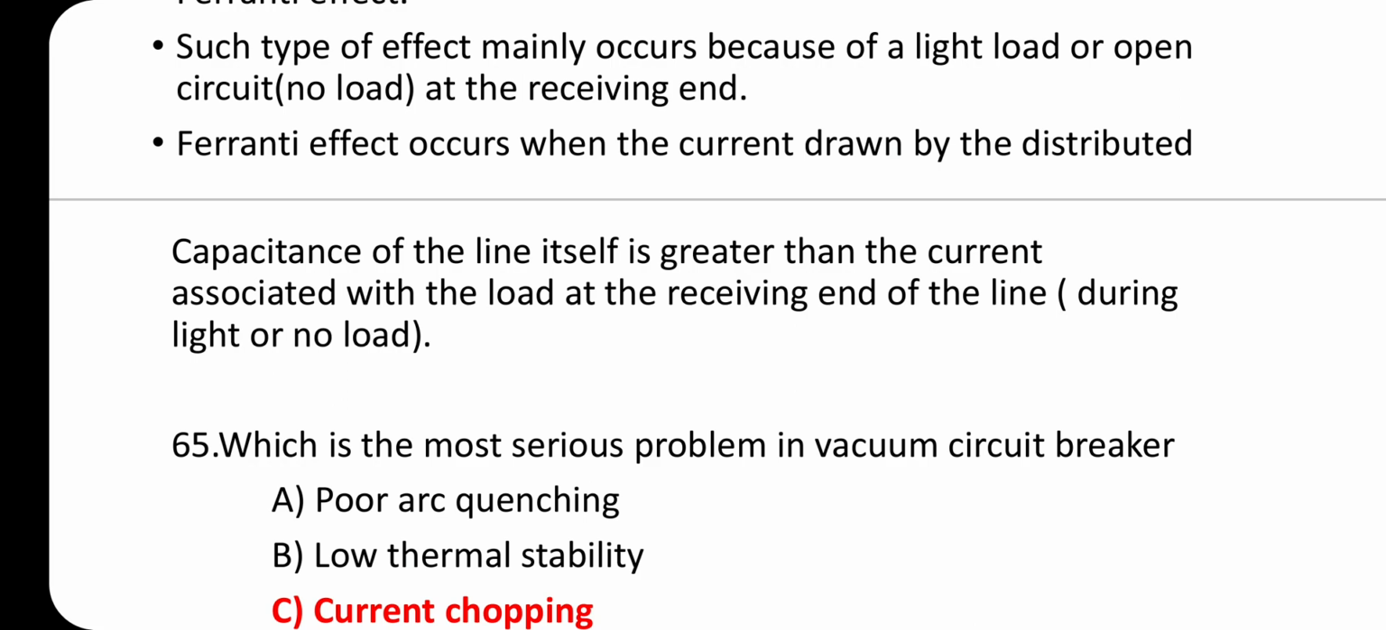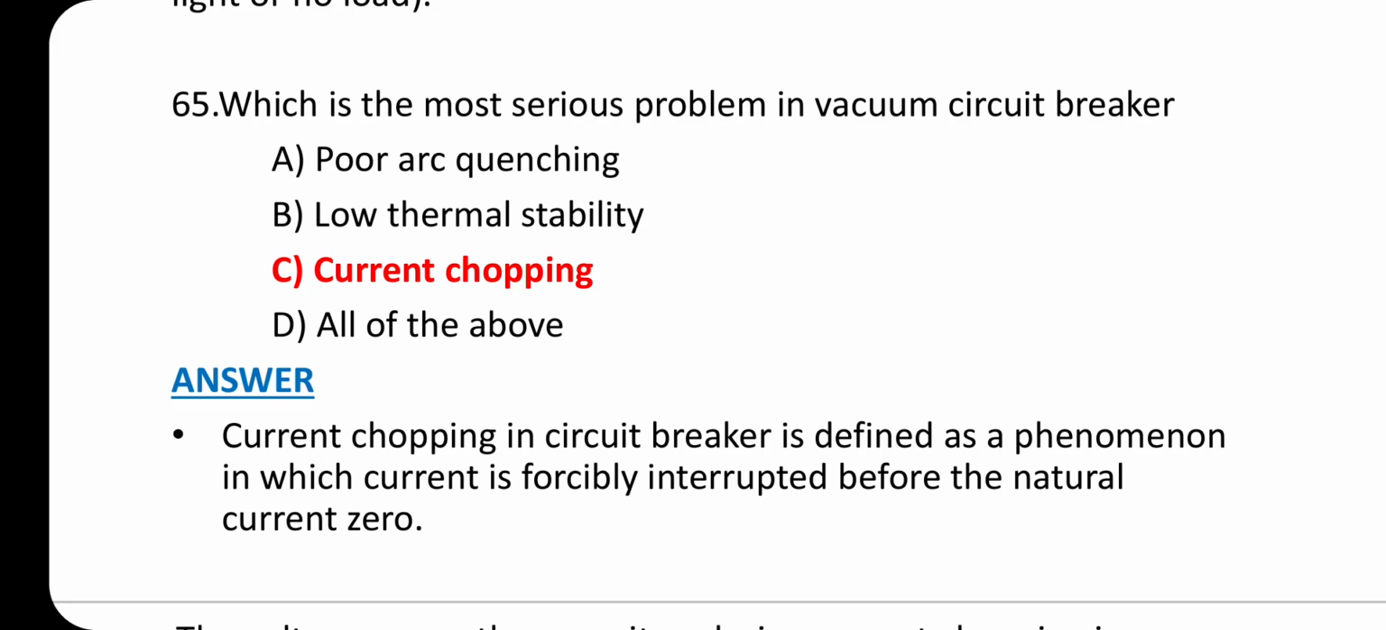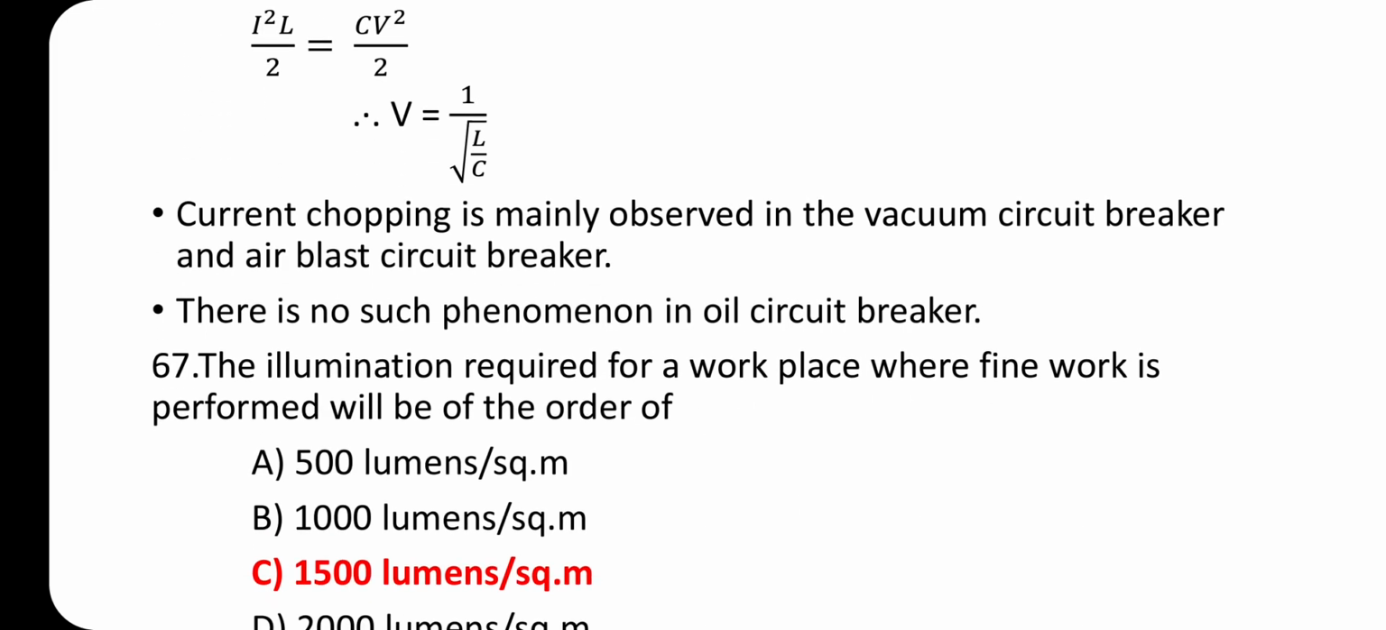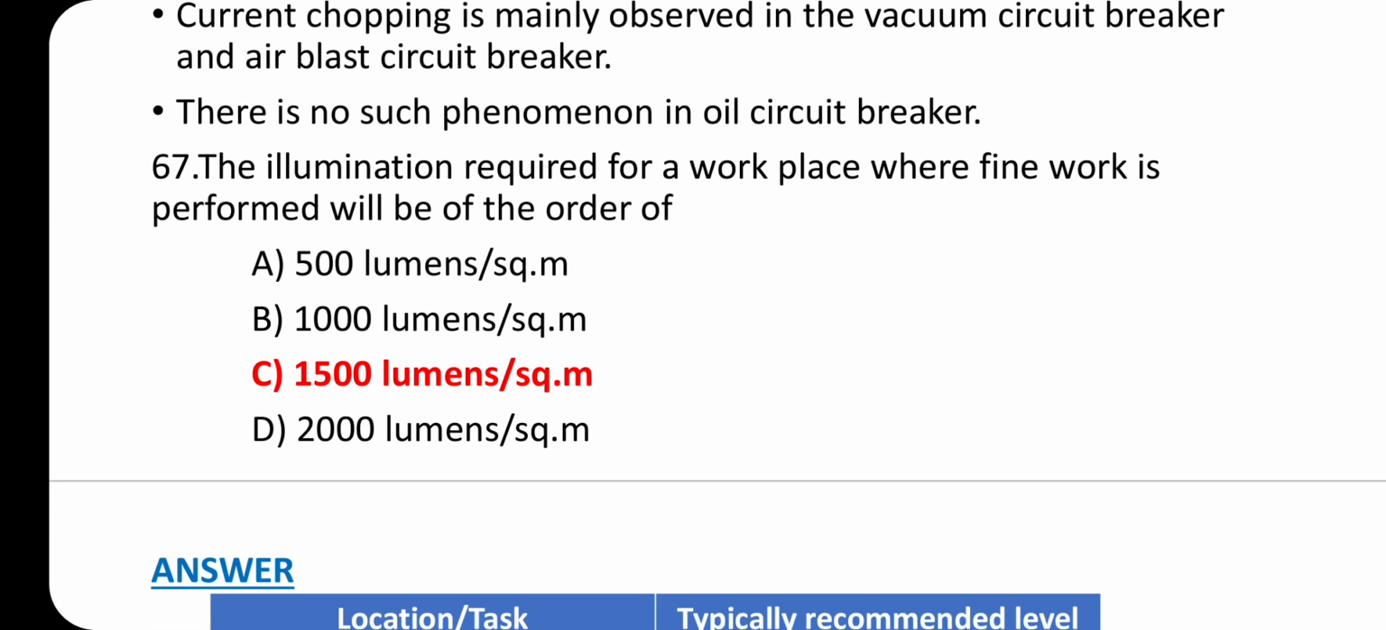Question number 65. Which is the most serious problem in vacuum circuit breaker? Answer is option C, current chopping. Current chopping in a circuit breaker is defined as a phenomenon in which current is forcibly interrupted before the natural current zero. The voltage across the capacitor during current chopping is given by I square L by 2 equal to CV square by 2. After rearranging, we get V equal to I times root of L by C. Current chopping is mainly observed in the vacuum circuit breaker and air blast circuit breaker. There is no such phenomenon in oil circuit breaker.